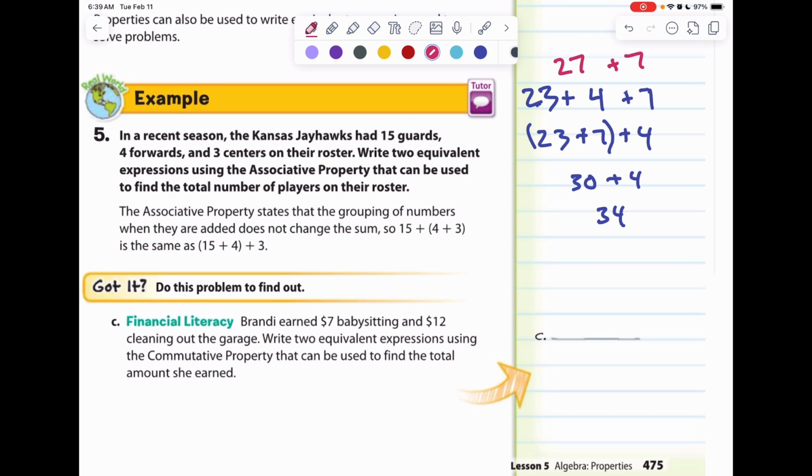Looking at C, financial literacy, Brandy earned $7 for babysitting and $12 for cleaning out the garage. I'm going to underline those. Earned 7 for babysitting and 12 for cleaning out the garage. Write two equivalent expressions using the commutative property that can be used to find the total. So we could write 7 plus 12, or we could write 12 plus 7. That's like driving home versus driving to school. It's the same amount of miles.